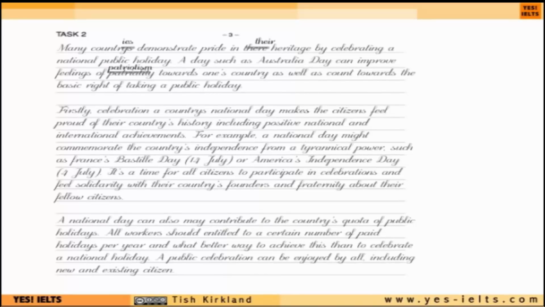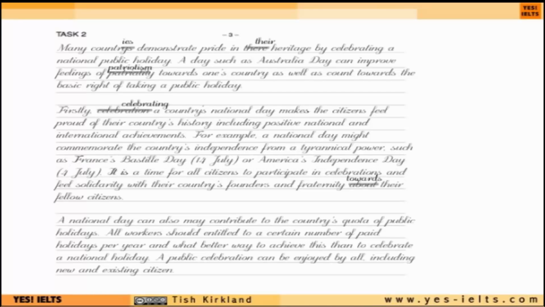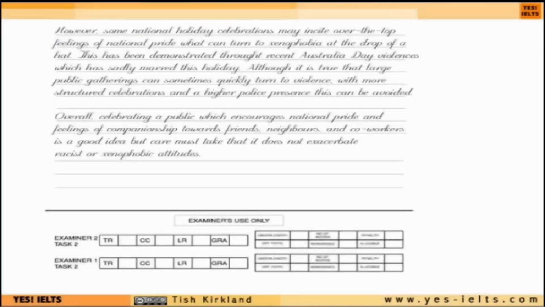It's okay to cross out or insert new words. The examiner will disregard your crossed out words and will only consider your new words. And it's a good idea to cross out rather than use an eraser, as erasing can take extra time. More information about checking is given in future tutorials of this Yes IELTS course for Task 2.